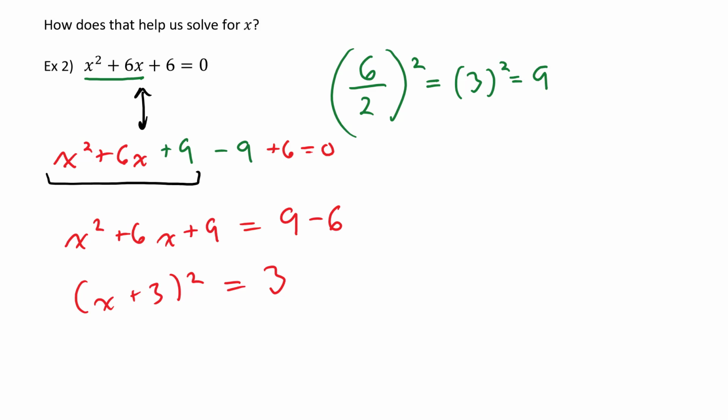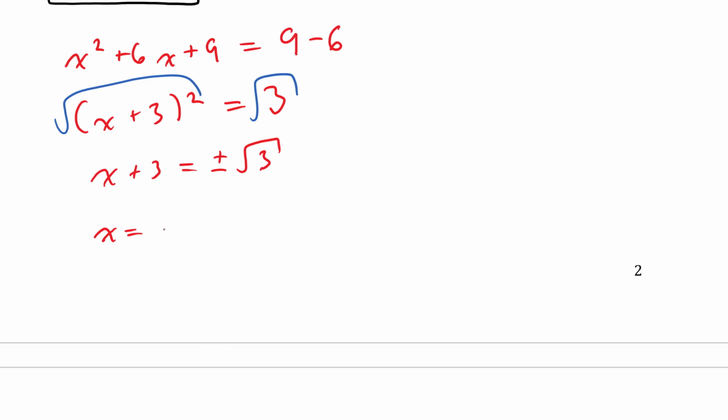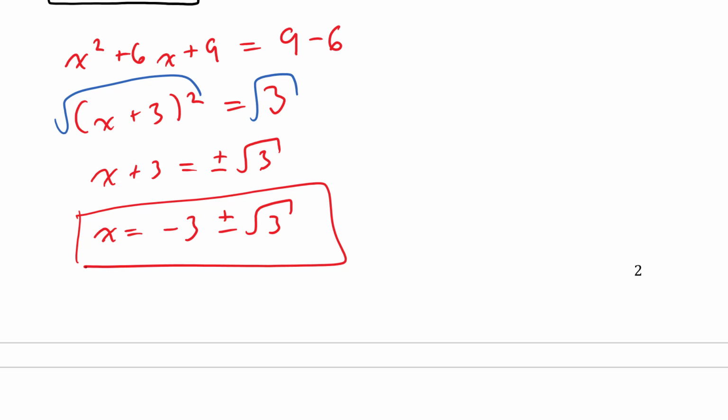Now this is quite easy to solve. To get rid of the squared, I square root both sides. X plus 3 equals plus or minus the square root of 3. Isolate x on its own, negative 3 plus or minus the square root of 3. So here's your answer. Notice there will be two answers. Sometimes when you're working with assessments online, this would be the final answer. X is equal to negative 3 plus the square root of 3, and x is equal to negative 3 minus the square root of 3.